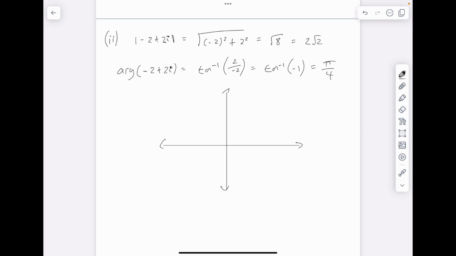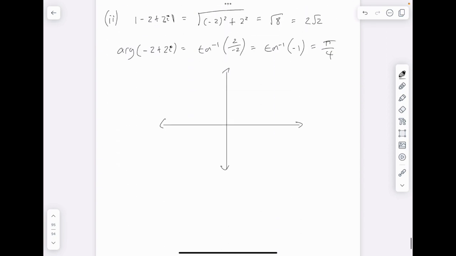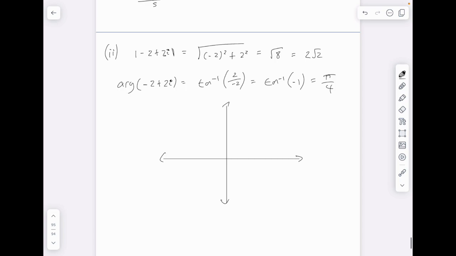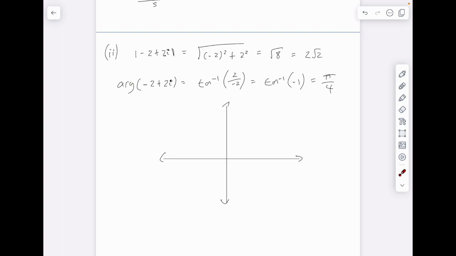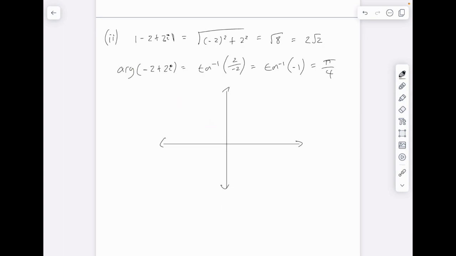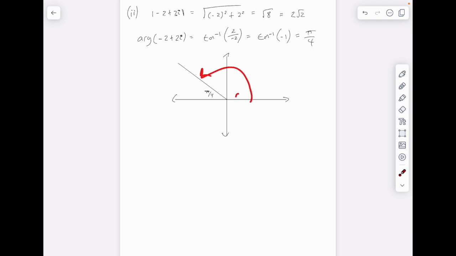Now if I look here, negative pi and pi, so that's within the range. But we've got to realize that where we lie is in this quadrant. Since we lie in this quadrant, we have pi over 4 there, but we're going up like that, so therefore we're going to have to do pi minus pi over 4, which is equal to 3/4 pi.